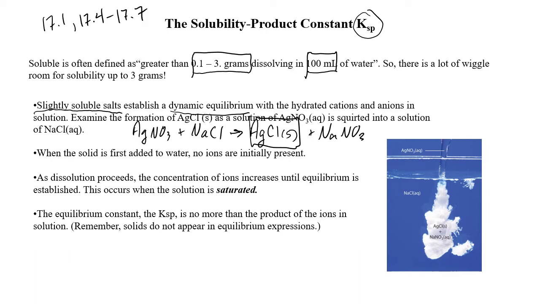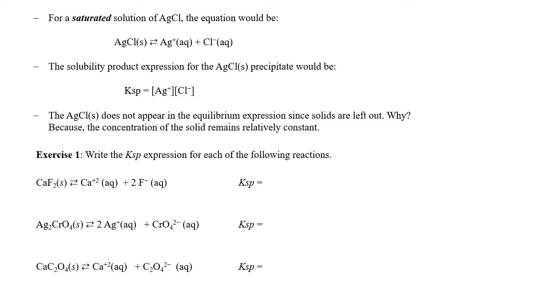So, as soon as it's formed, there are no ions that are generated. However, a dynamic equilibrium is reached until the solution is saturated. Once the equilibrium is reached, we say the solution is saturated. The equilibrium constant, Ksp, is no more than the product of the ions in solution. So, for that saturated AgCl solution, we can write an equation.